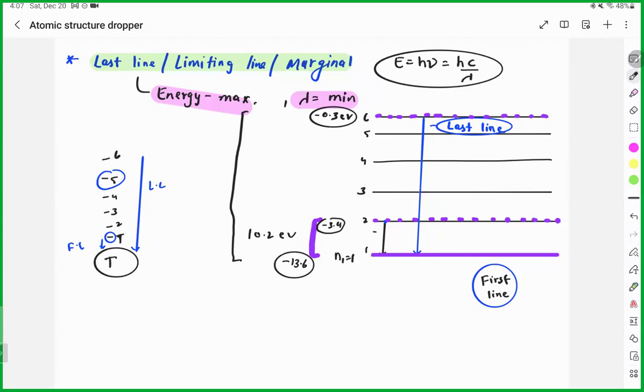And you must be asking, sir, is it really important? Yes. When you will solve 1 by lambda equals R times 1 by n1 squared minus 1 by n2 squared, you can solve the maximum number of questions even without using formula and calculation, just based on whether it is first line or last line.